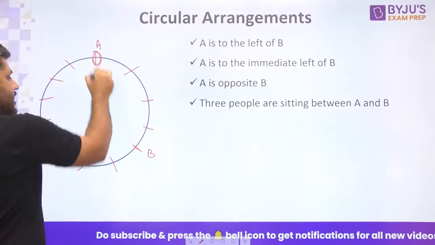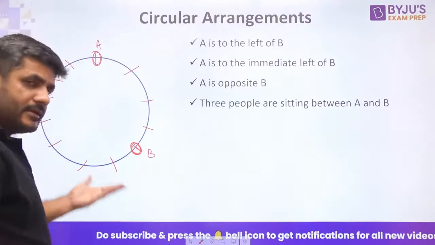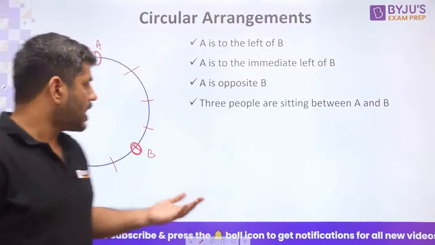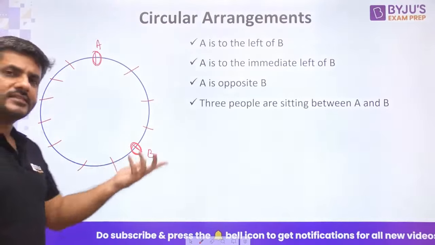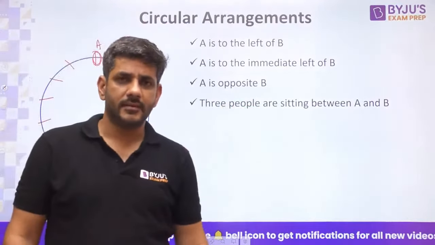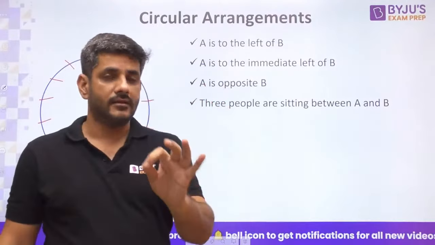Can I say that if these 2 people are there, then if these 3 people are between them, these are also between them. So how can I say only 3 people are sitting between them? There can be 6, 7 other people also between them. So generally he would write this statement. Generally, okay?